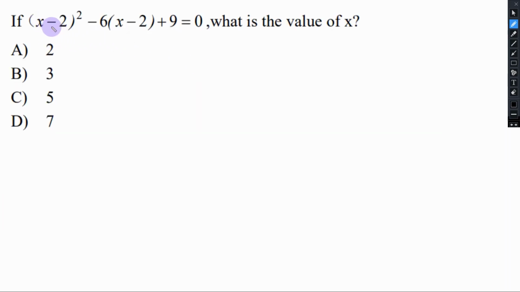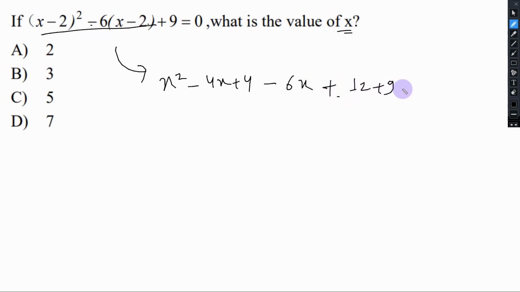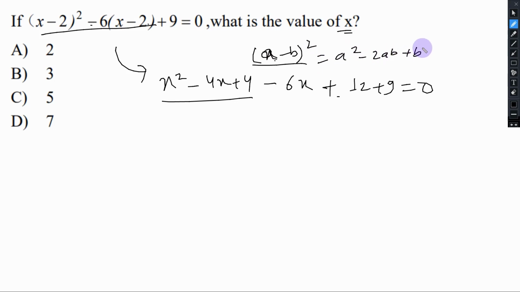Next question, it is saying if (x minus 2) whole squared minus 6(x minus 2) plus 9 equals 0, what is the value of x? So we can just solve this. So x squared minus 4x plus 4 minus 6x, and then when we open negative by negative it will be positive, so it will be positive 12, and then plus 9 equals 0. For here we did it like this: the formula for (a minus b) whole squared is a squared minus 2ab plus b squared, so we applied this formula here.